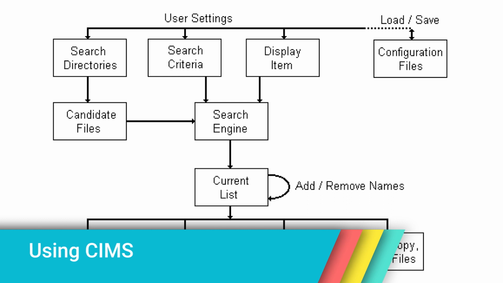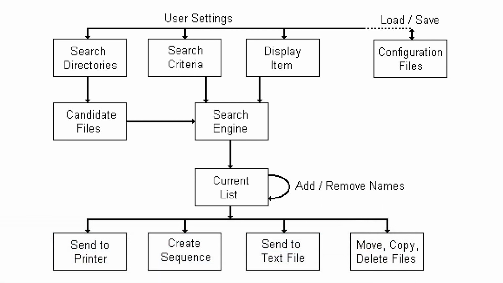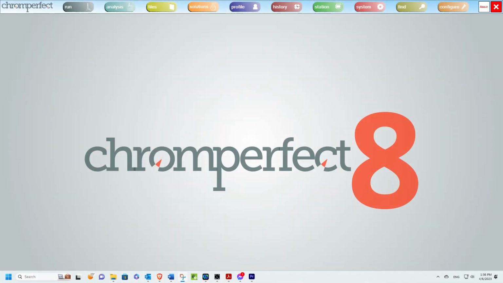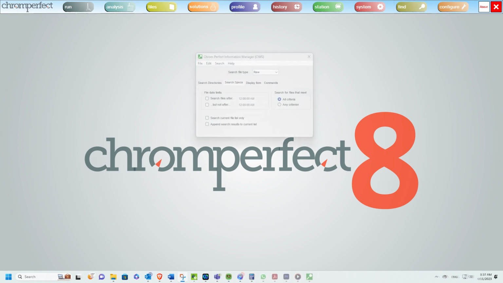Using CIMS. The actions that a user may perform with CIMS are summarized in the following flowchart. You may wish to pause the video to review this information currently shown on the screen. To invoke the CIMS utility, launch the main menu program and press the Find button. The following form will appear.